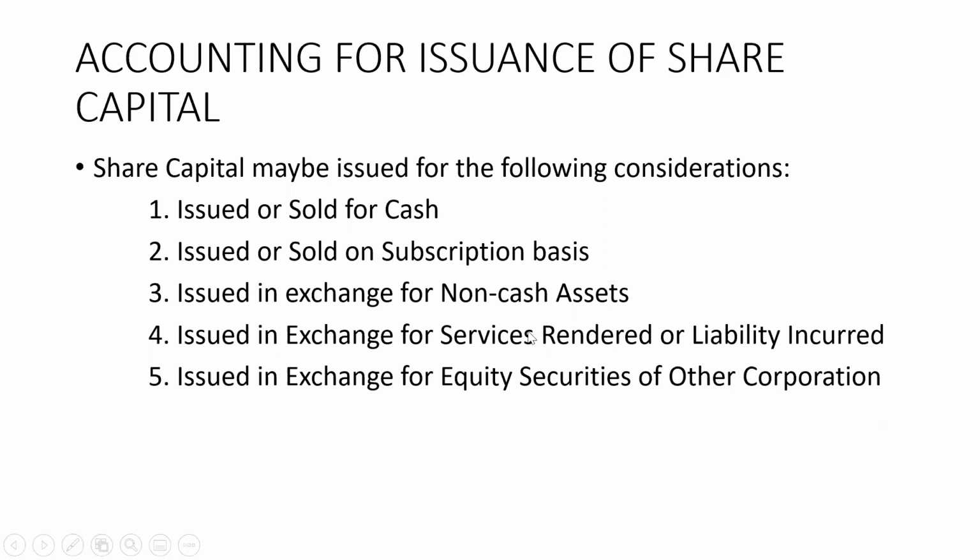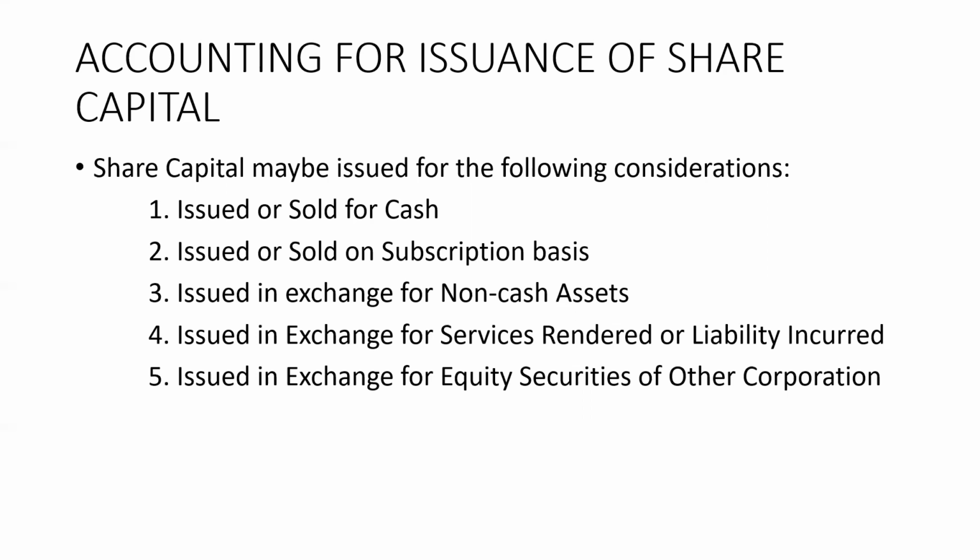Now, if it is issued in exchange for non-cash asset, we do have the basis for recording as to what value you are going to record. So this is the order of priority. For the non-cash asset, the amount that you will record in the book is first, the fair value of the non-cash asset. Second, if there is no fair value of the non-cash asset, the second priority is the fair value of the stock issued or the share issued. If there is no fair value of the share issued, you will base it on the par value.